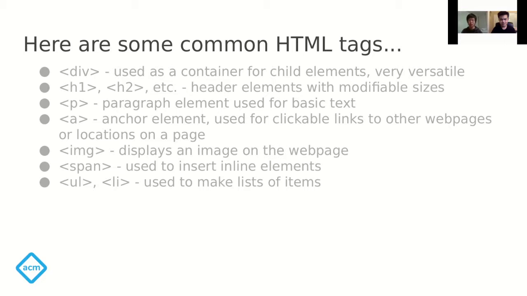So continuing on, we also have image elements. So these display an image on the web page. You have span, which is basically used to insert inline elements on the same line as other elements. So you can have it in between text elements. And you also have UL and LI, which is used to create lists of items, which if you've ever had a bullet point list, you could create it using UL and LI.